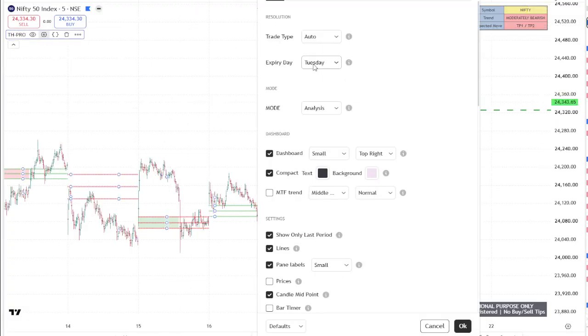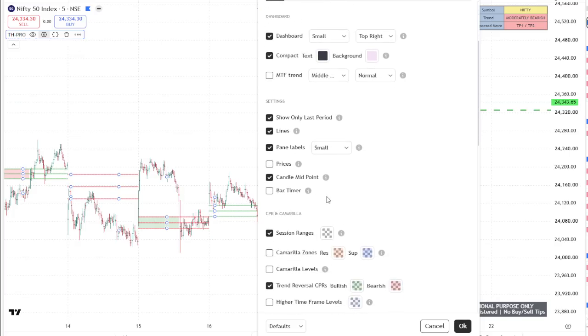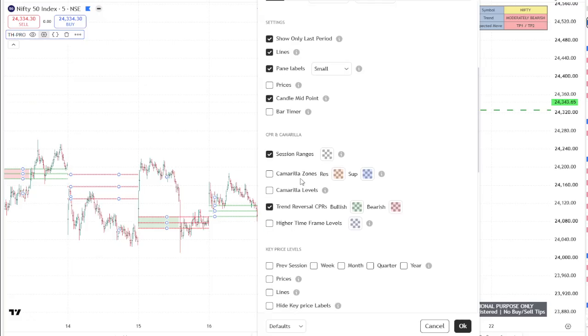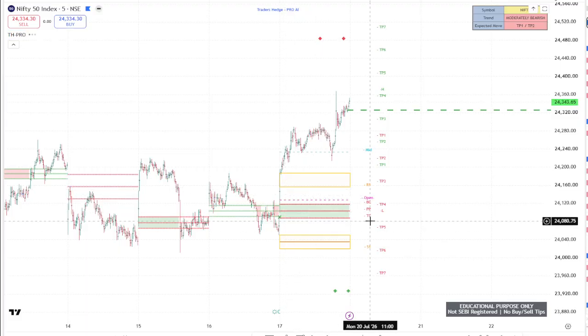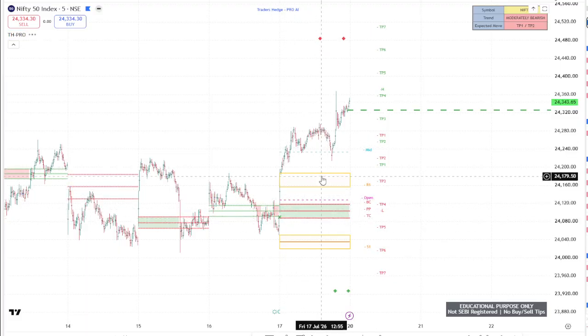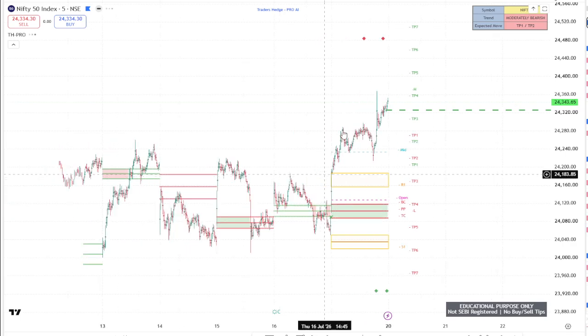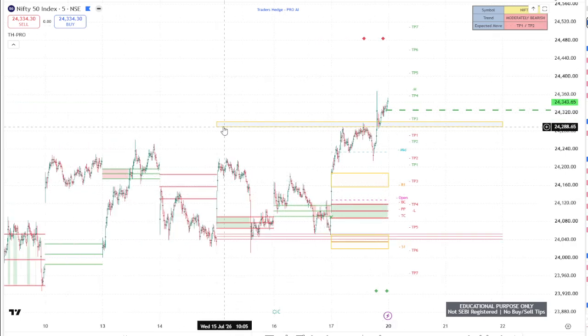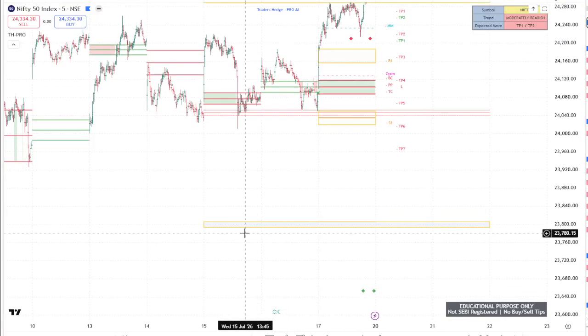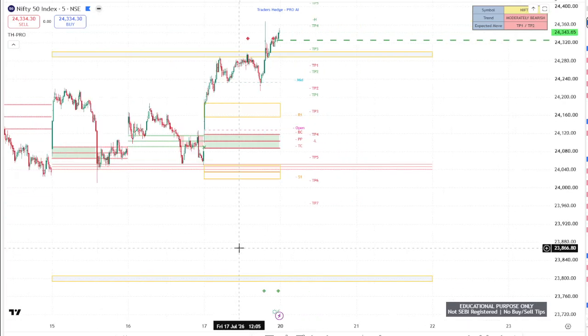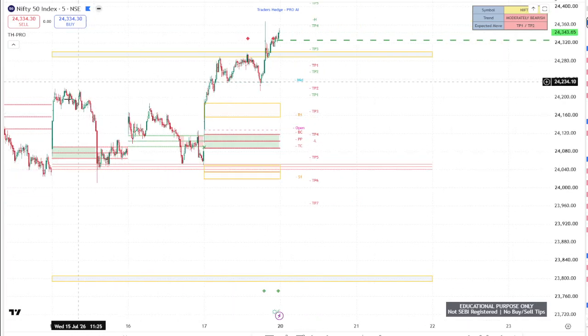Let me also show, for expiry I have chosen Tuesday, and I have also chosen HTF, higher time frame. What this higher time frame does is, if I'm trading intraday on a 5 minute time frame, it will also plot the weekly levels, one time frame higher. This is my higher time frame: my weekly resistance band, weekly CPR, and weekly support. So in one chart you can see where it is trading around the weekly levels.